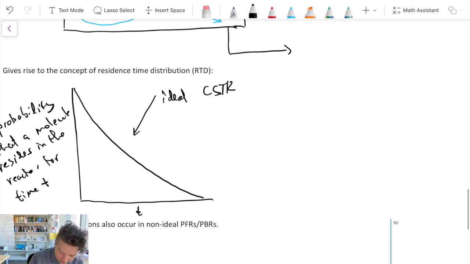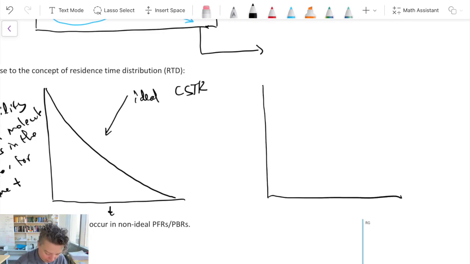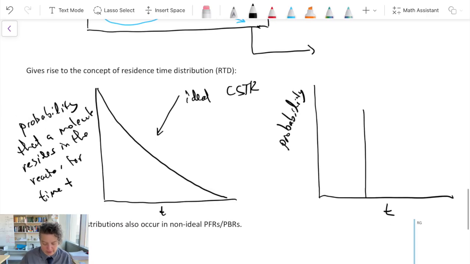For a PBR or a PFR, this is the same probability. I'm just not going to write it all out. Versus time, I basically have a very poorly drawn Dirac delta function. But basically, every molecule spends the same amount of time in the reactor. So I basically just have one place along the time axis, and all molecules fall under that. Those are for ideal reactors.